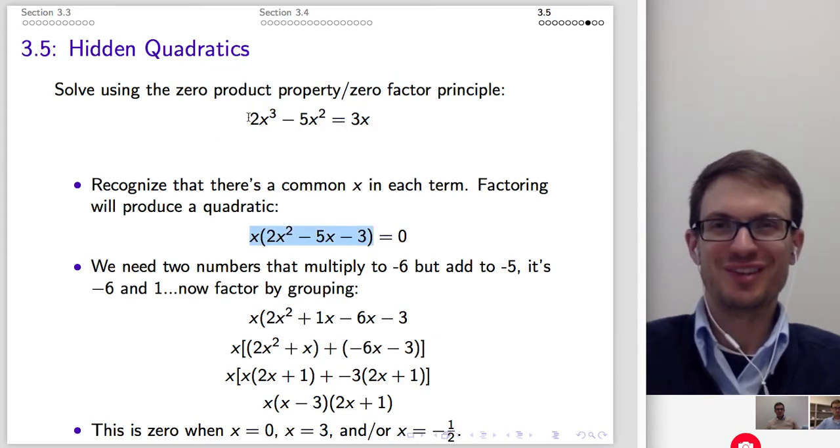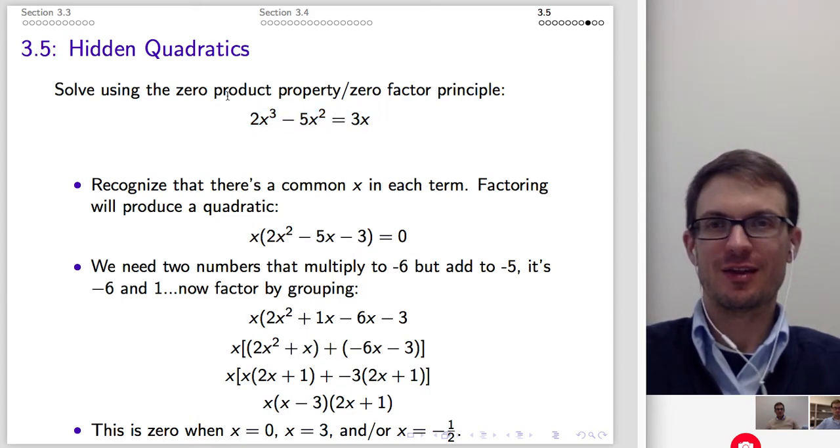Cool. Alternatively, you could just factor out an x immediately on this side, and then move this over, and then factor out the x. Let's just do it this way. There we go.